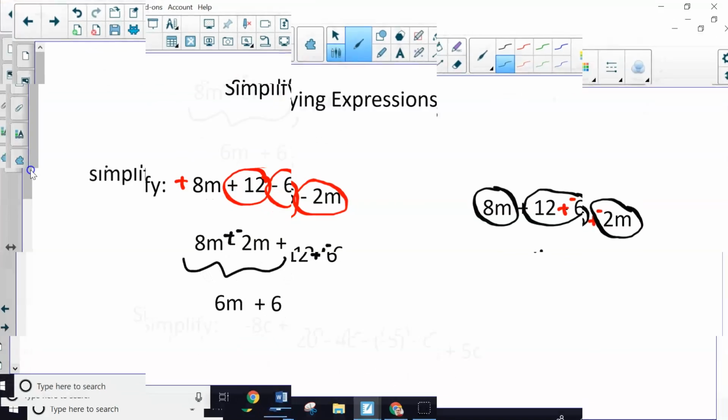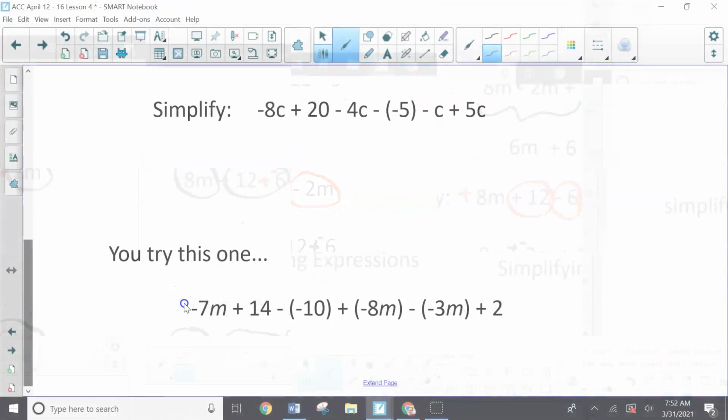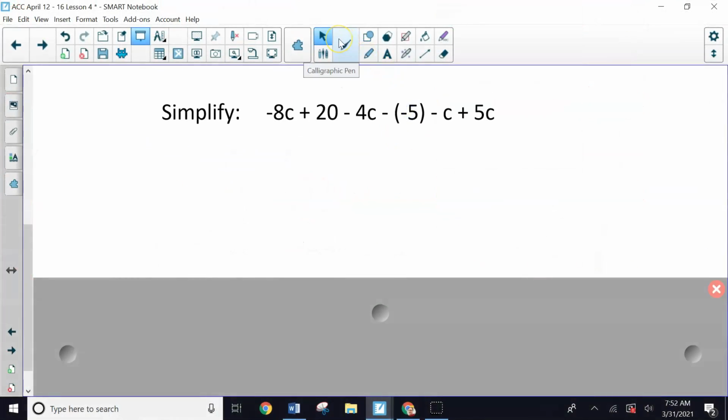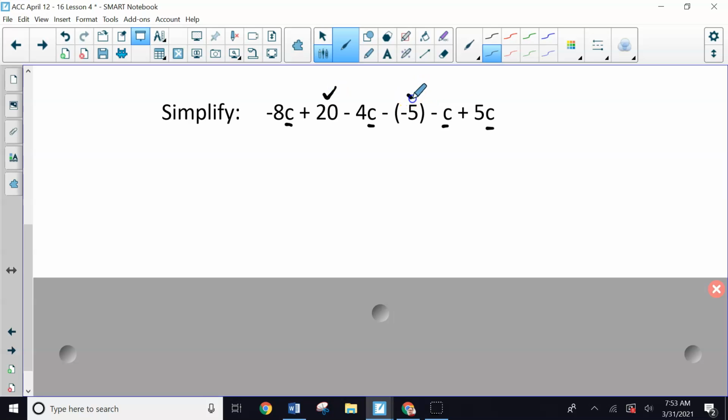Let's look at another problem here. This one has more. So let's take a look at this. Let's work this out together. I see 2 types of terms here. I see ones that have a C in it right here. There's a C, that's C and C. So there's 1, 2, 3, 4 terms that have the variable C, and then there's a term here, 20, and then a term here that do not have a variable. So we're going to be putting those terms together.